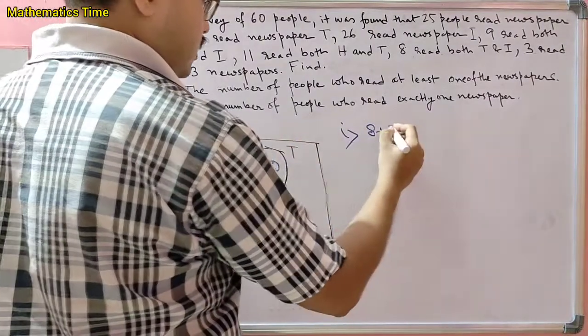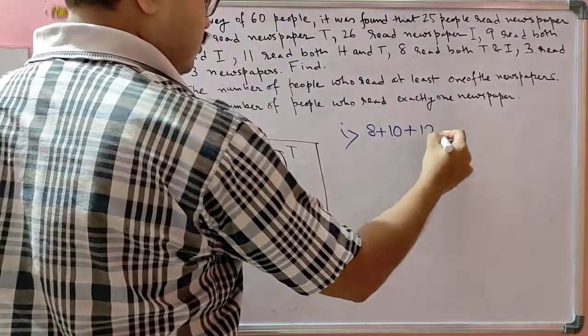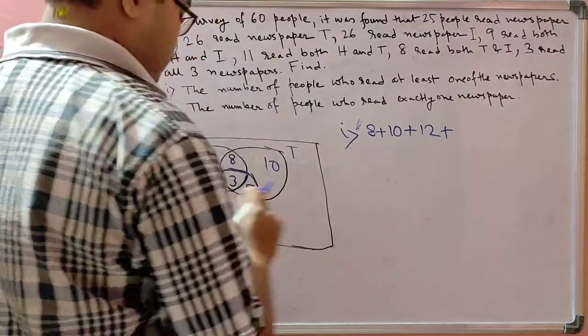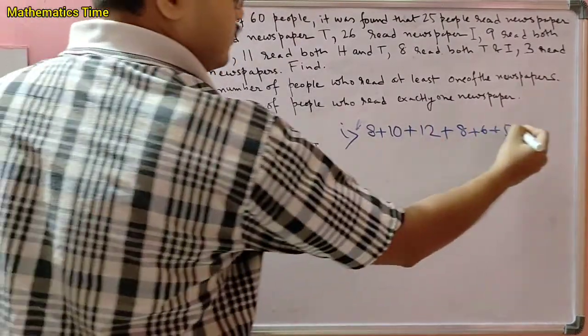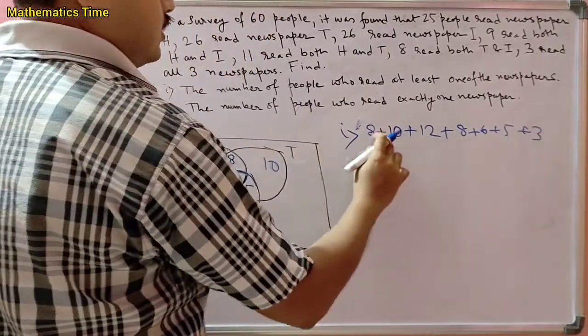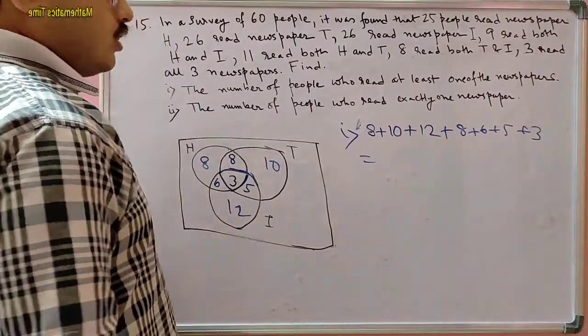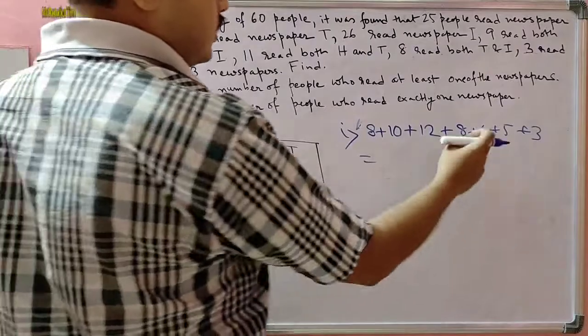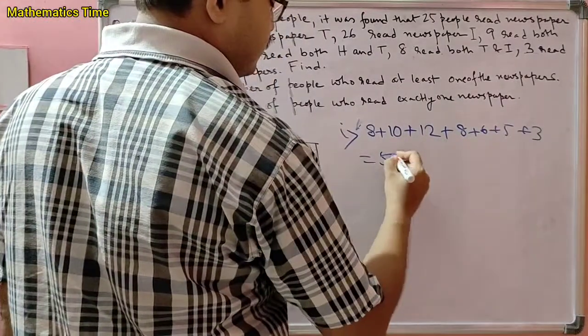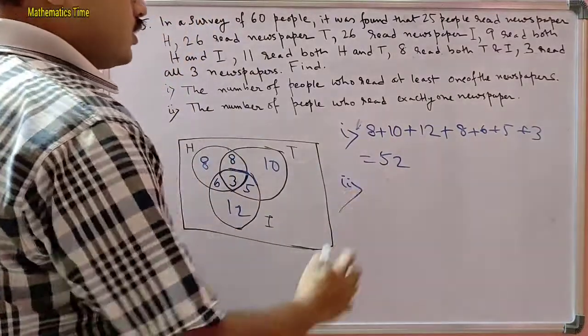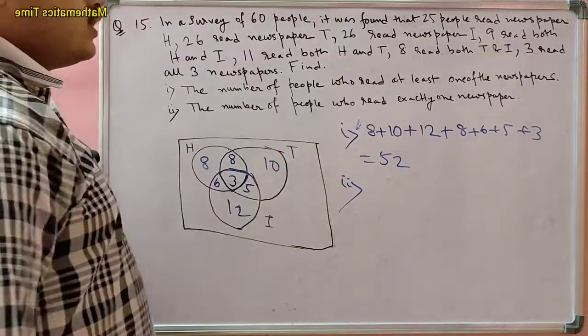So 8 plus 10 plus 12. Then plus 8, 6, 5. 8 plus 6 plus 5 and plus 3. The answer will be 18. 18 plus 12 is 30. 30 plus 8 is 38. 38 plus 6 is 44. 44 plus 5 is 49. 49 plus 3 is 52. So for question 1, 52 people read at least one of the newspapers.